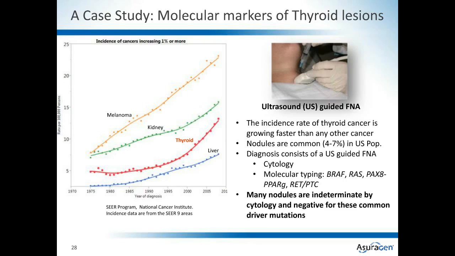An early indication of thyroid cancer is a thyroid nodule, and these nodules are common in the U.S. population, but most are benign. The diagnosis of a nodule consists of an ultrasound-guided fine needle aspirate that is followed by cytology, and if cytology is indeterminate, molecular typing is performed, interrogating the presence of common driver mutations in thyroid cancer such as BRAF, RAS, PAX8-PPAR-gamma, and RET-PTC. Many nodules are indeterminate by cytology and negative for these common driver mutations, which motivates the need for improved molecular diagnostics testing.